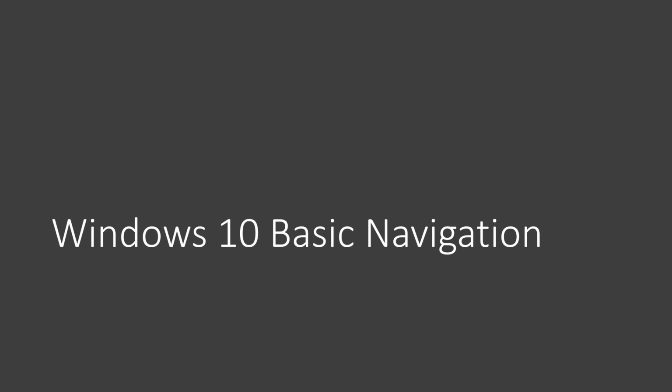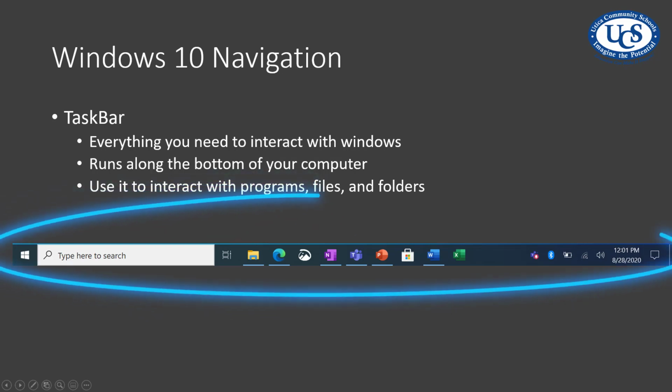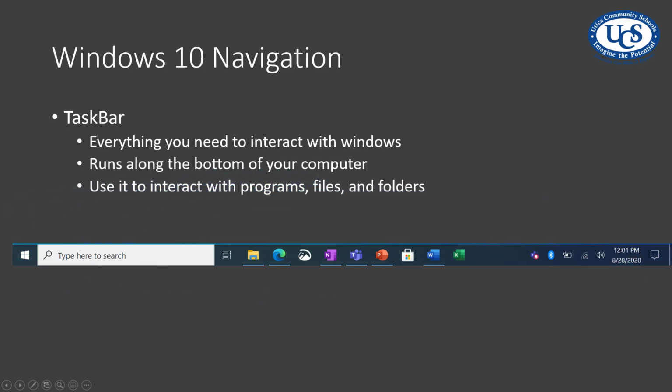Next, we are going to explore how to navigate in Windows 10. While there are many ways to navigate in Windows 10, the taskbar is the most prominent. It is the dark bar that covers the entire bottom length of your screen. On this bar, you can find settings, programs, files, folders, notifications, and even conduct a search.